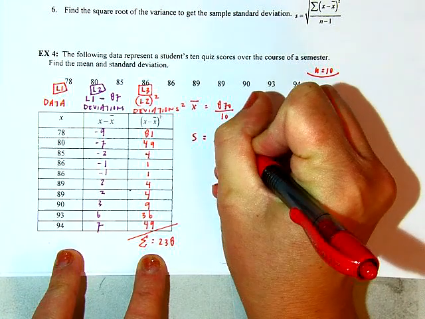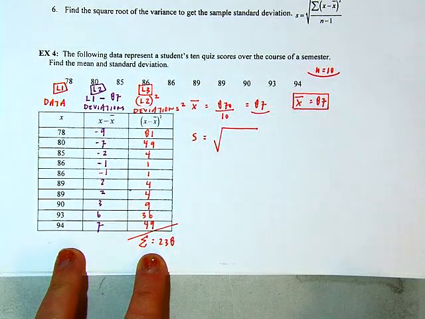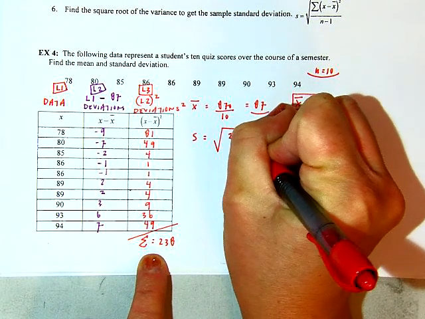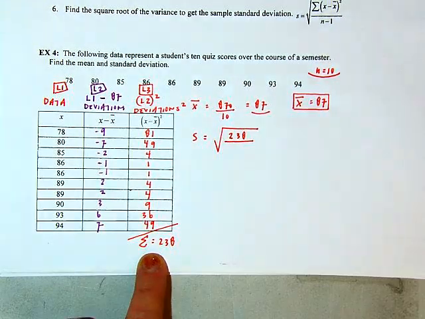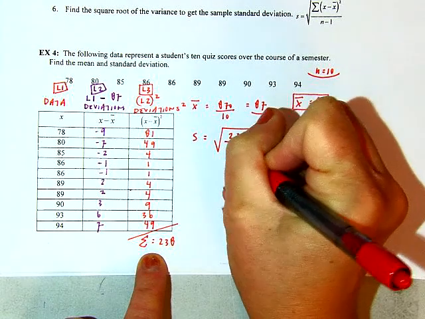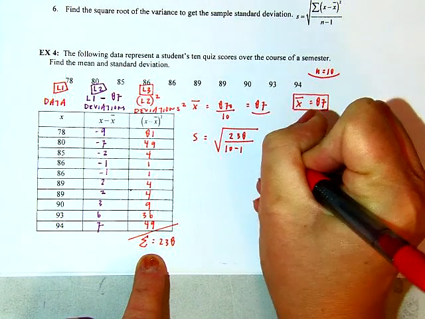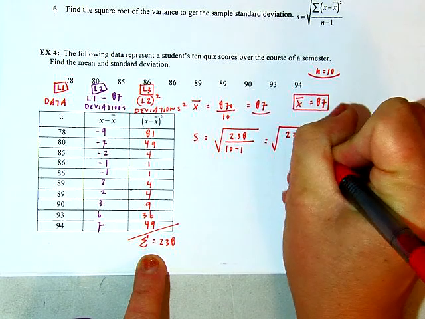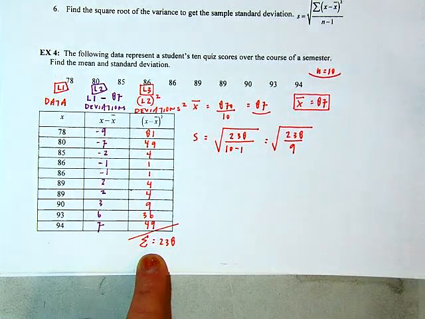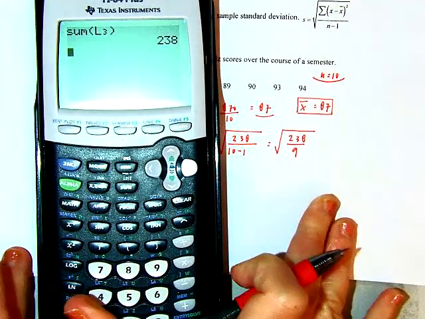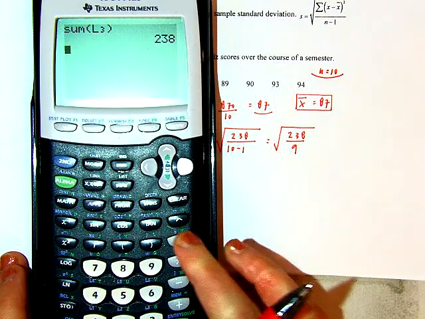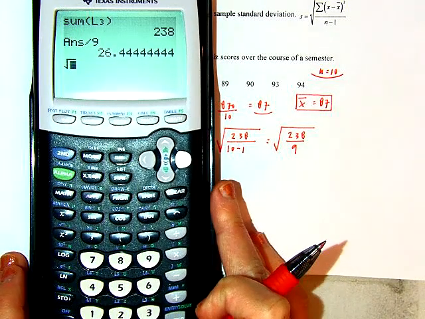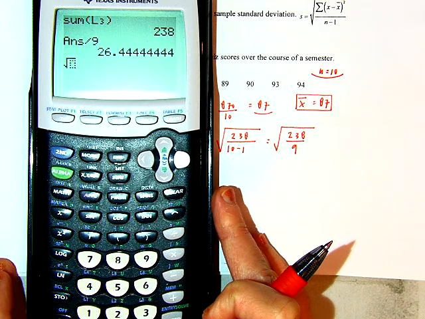Okay, so now my sample standard deviation. I'm going to have a big square root. I'm going to have the sum of the squared deviations, which we know is 238, and divide it by 1 less than my total amount of data, so 10 minus 1. So really, I'm going to type in the square root of 238 divided by 9. I'll divide 238 by 9, and then take a square root of that answer.